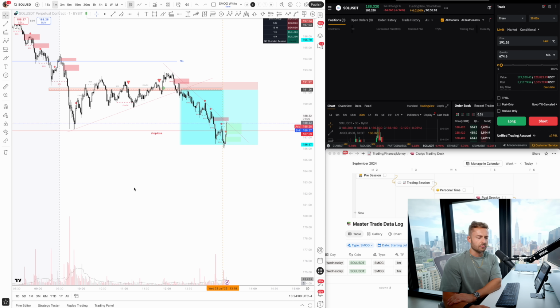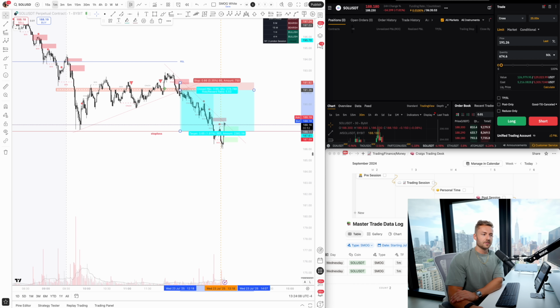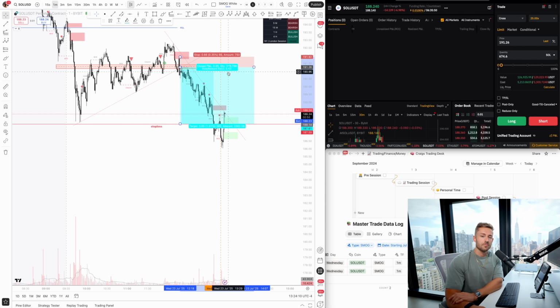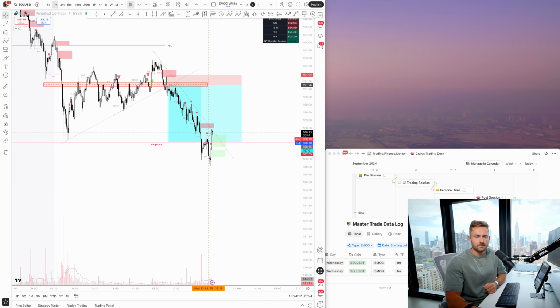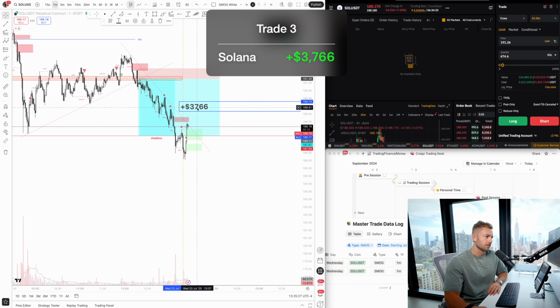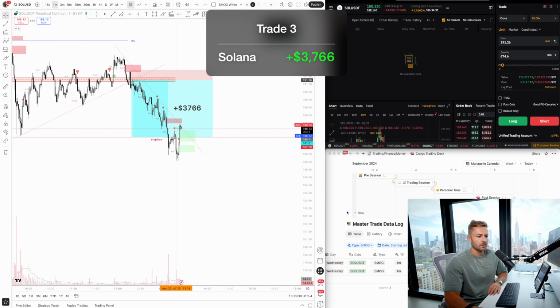I wanted to see if we would break that level, which would have been a huge trade, but still was able to lock in on the second part of the trade 5.5x what I was risking on each individual trade, which gives us a total profit on this trade of $3,766. Okay, so I'm gonna go ahead and journal this in.